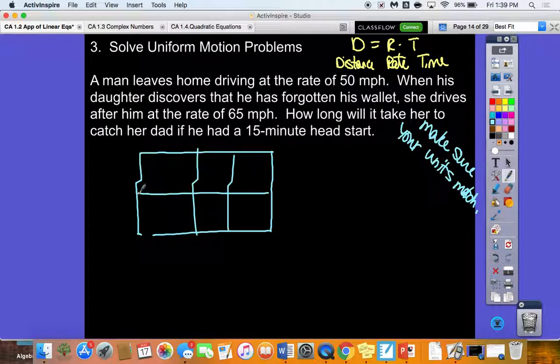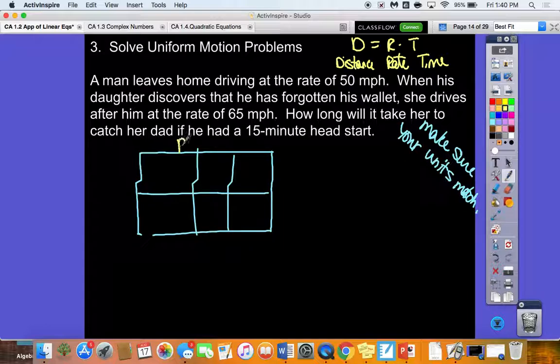Let's get over here, and we'll read it first. A man leaves home driving at the rate of 50 miles an hour. When his daughter discovers that he's forgotten his wallet, she drives after him at the rate of 65 miles an hour. So how long will it take her to catch her dad if he has had a 15-minute head start?